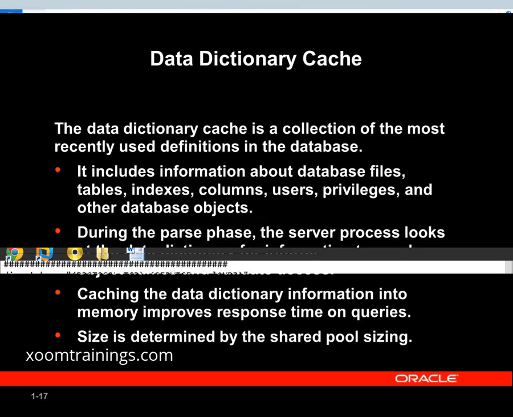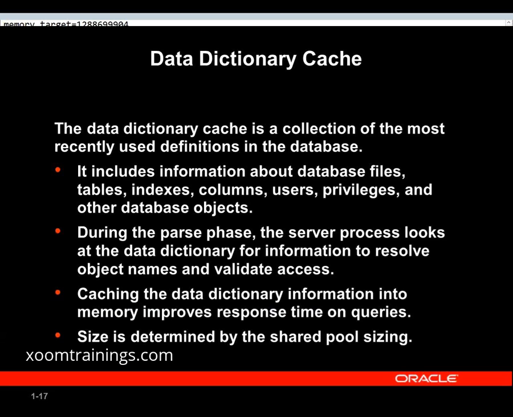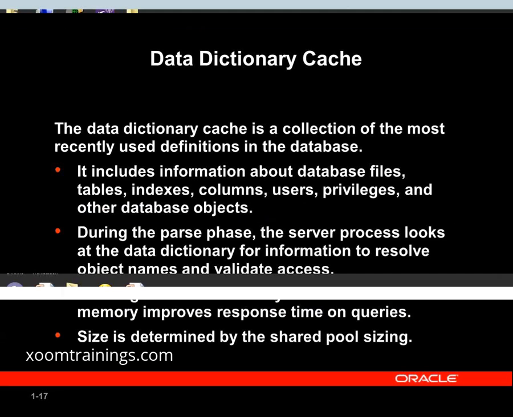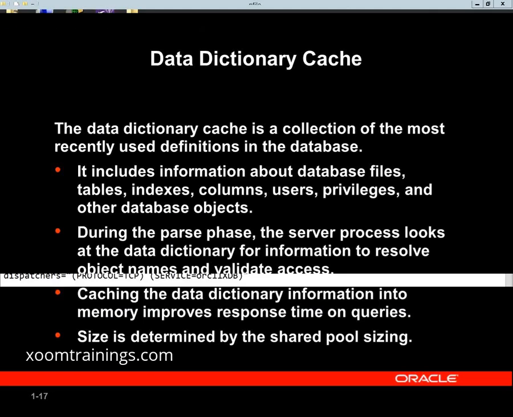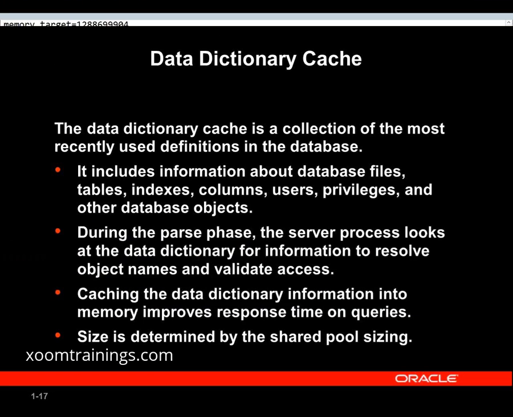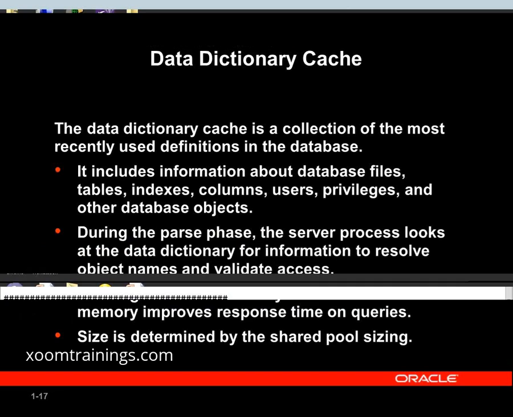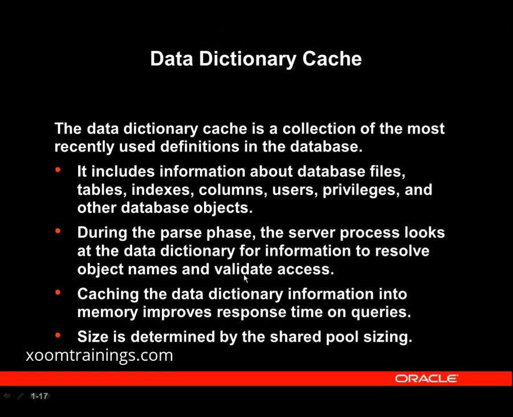So it is going to be checked in the data dictionary cache. The data dictionary cache has a logical structure that is managed by the server process. It reads that and checks whether that user has rights on those objects, from which table the user is exactly fetching the data, and so on. So it's generally for access.